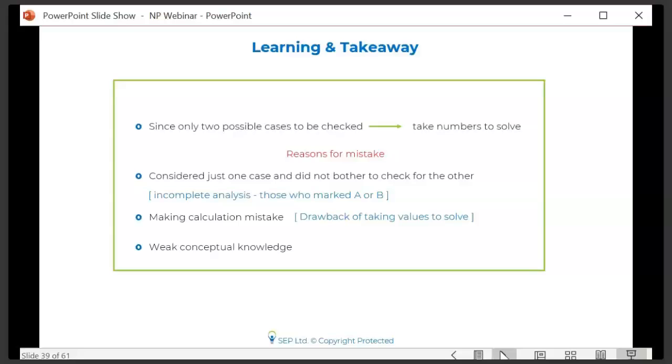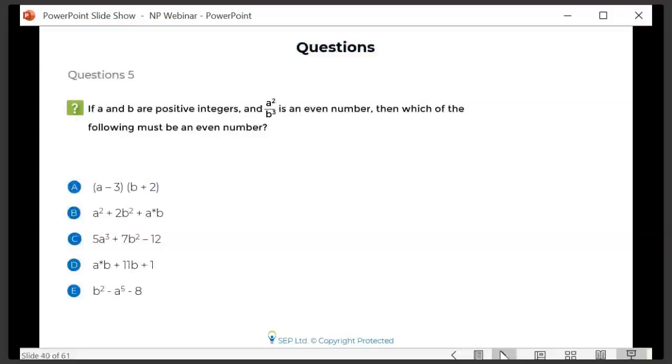Okay. Keeping this learning in mind, let's solve one last question on even odd, and then we'll solve a few questions on prime and divisibility. Okay, try out this one.